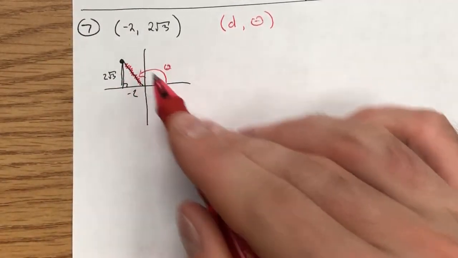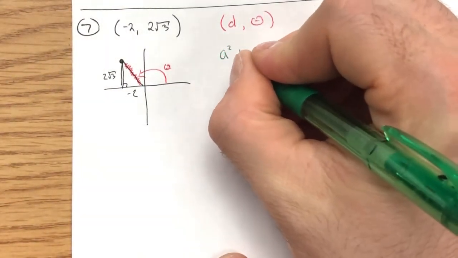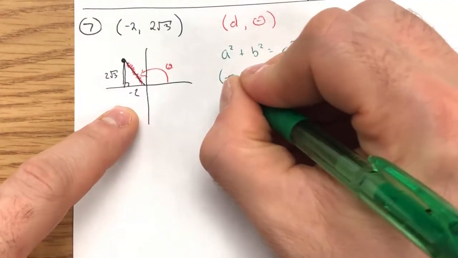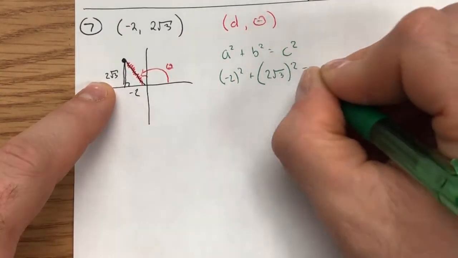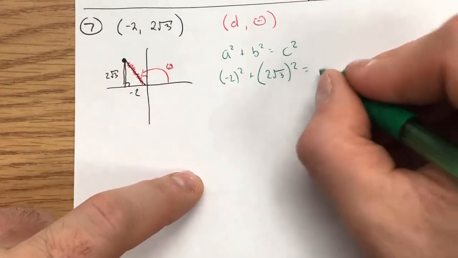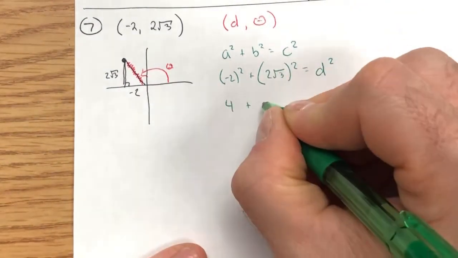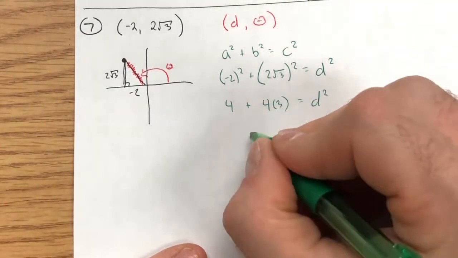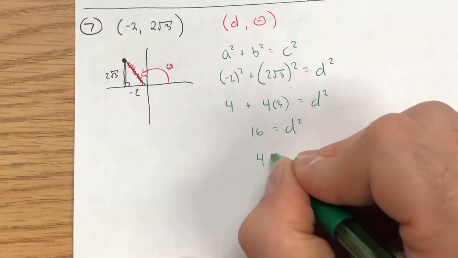First, we need to figure out what this hypotenuse is. So let's start by using the Pythagorean theorem. a squared plus b squared is c squared. So my a squared is going to be negative 2 squared. b squared is 2 root 3 squared. And c squared is going to be that distance. How far away from the origin is my point? So I'm going to say d squared. So 4 plus, let's see, 4 times 3 is 12, plus 4 is 16. And so this gives me a 4 is equal to d.